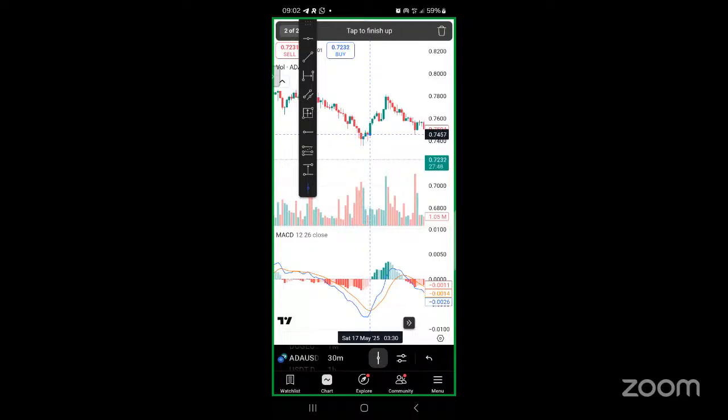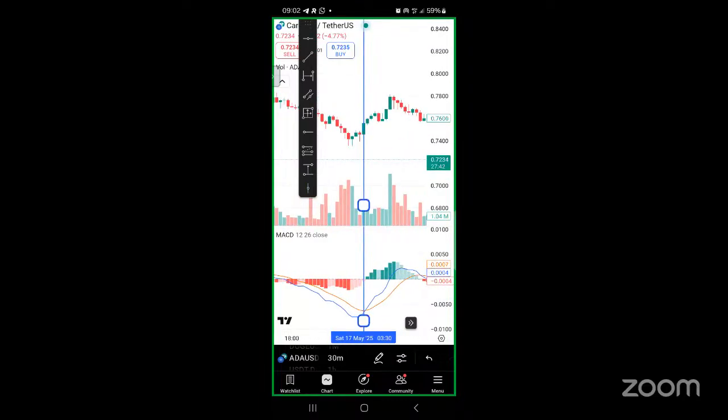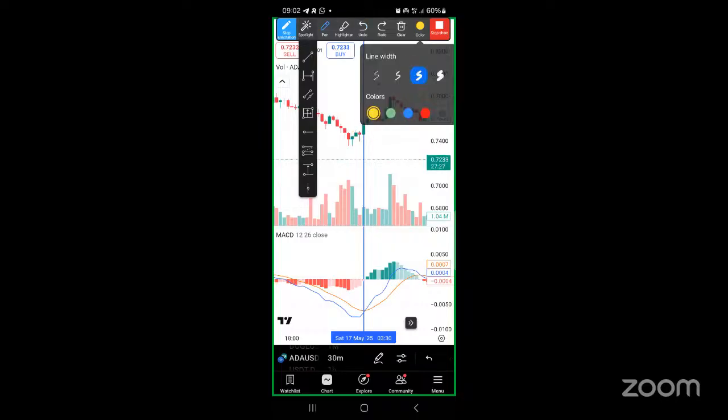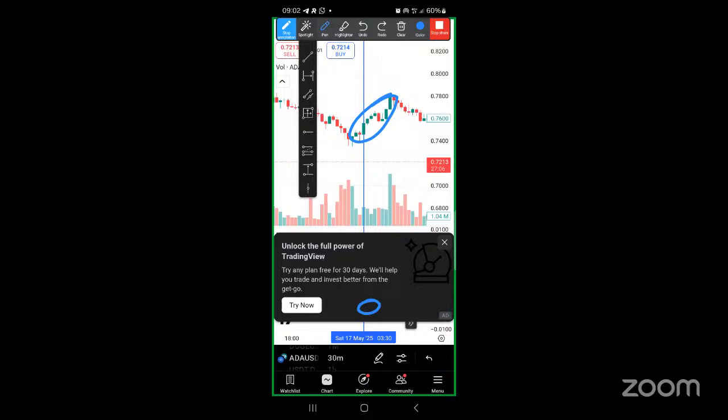So the golden cross happened at this point. When you look at that market, did it move upward or downward? Give me some answers in the chat. Starting from here, did the market go upward or downward? The moment the golden cross happened, the market went upward.